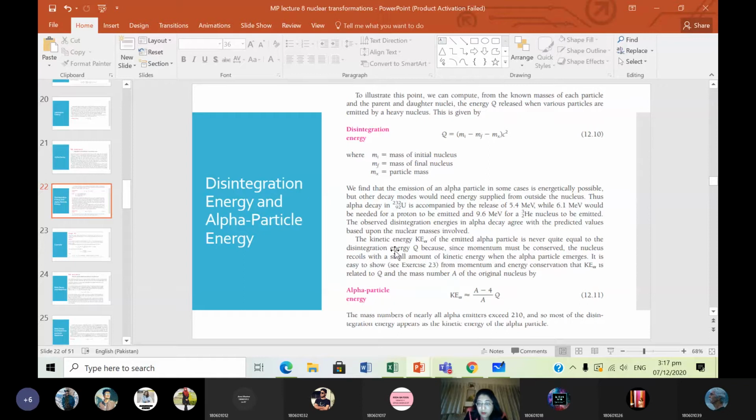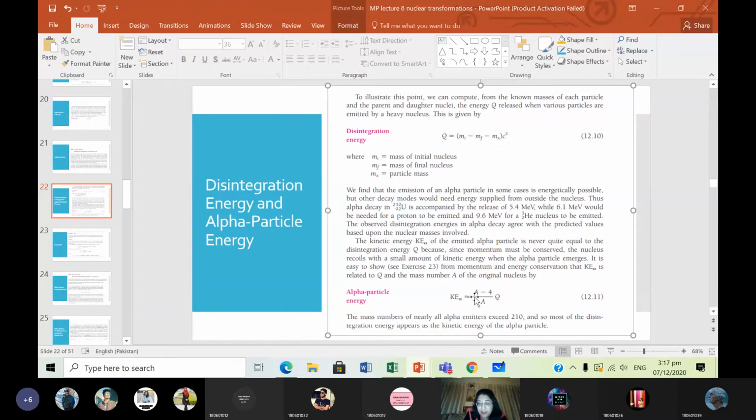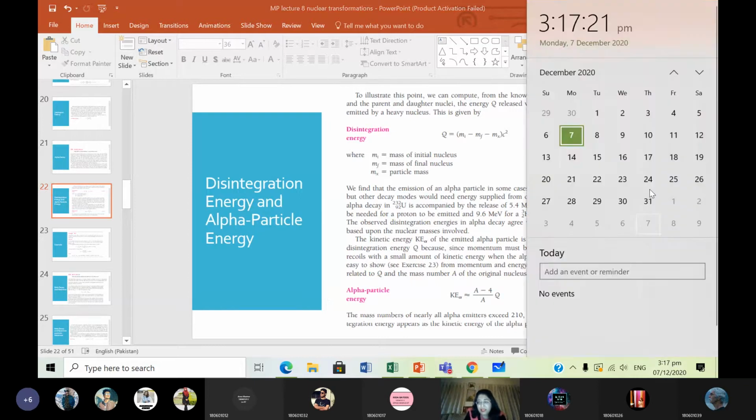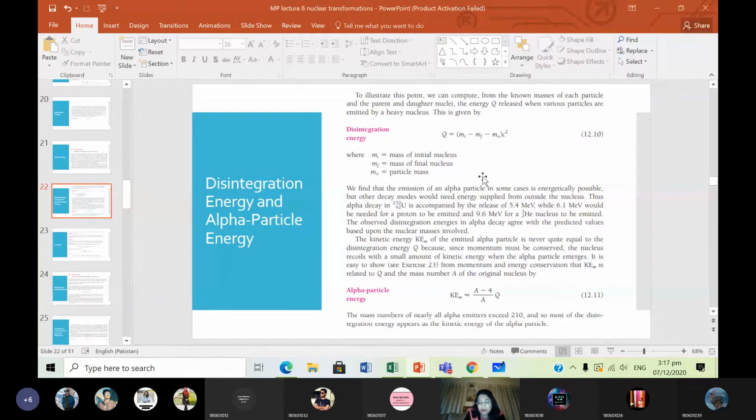This is the kinetic energy with which the alpha particle emerges. It's not exactly equal to the disintegration energy, but it's (A minus 4) divided by A times Q. Where did this equation come from? That will be your next assignment, due next Monday, one week from now. I hope you'll be able to do this assignment. It's not very difficult, and not very long either.